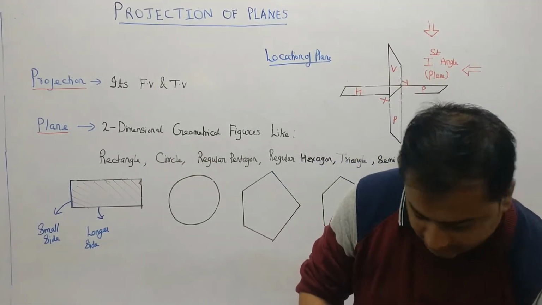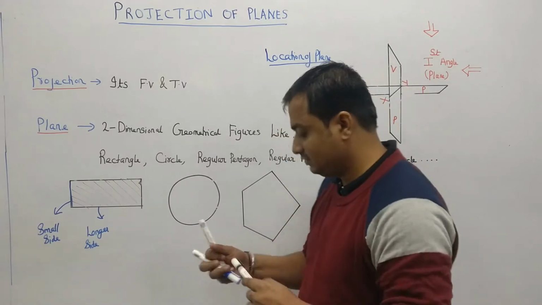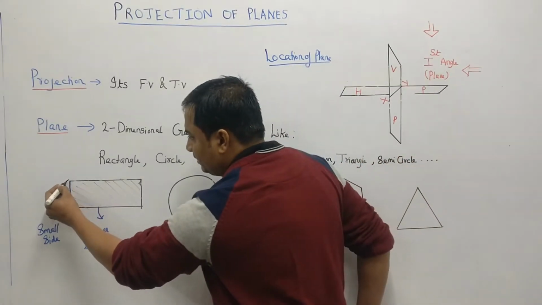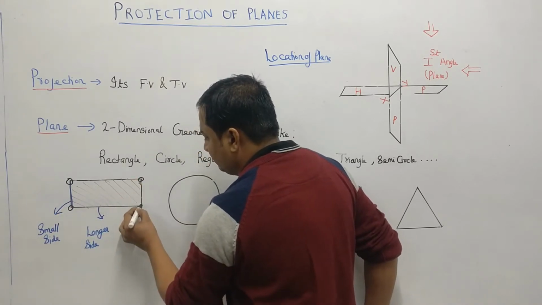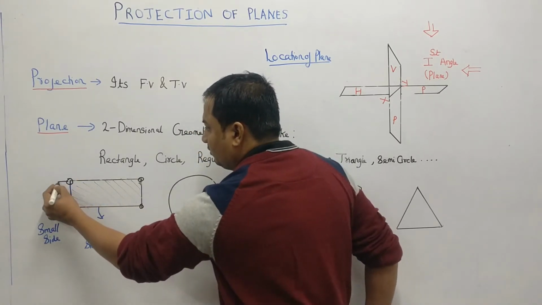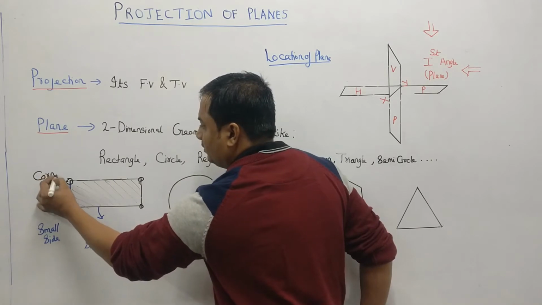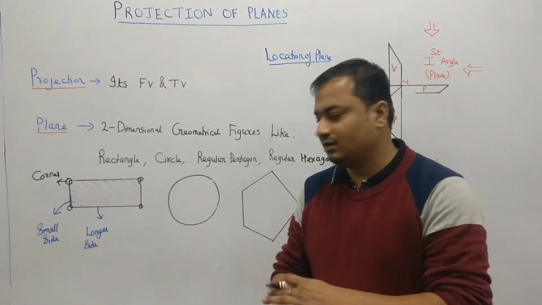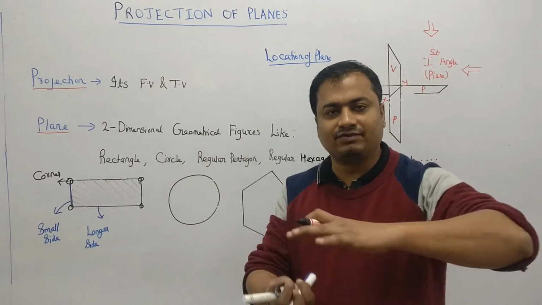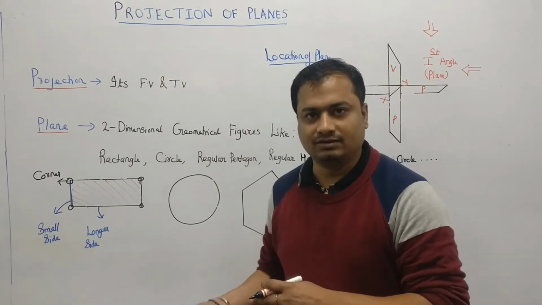The third term is corner. What is the corner here? This is my first corner, this is the second corner, third corner and the fourth corner. This is called the corner of this rectangle. So you must know what is the smaller side, longer side, surface and corner in the case of a rectangle.